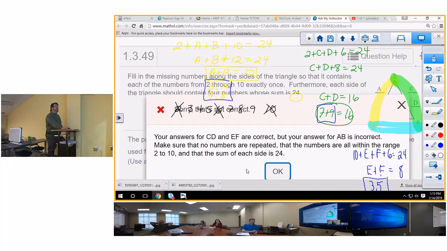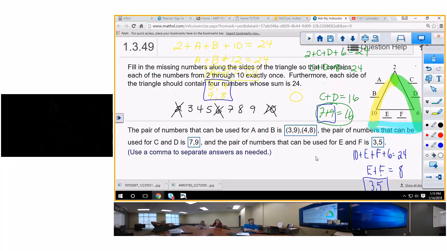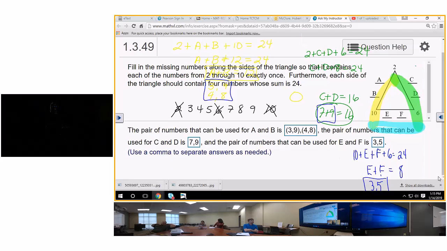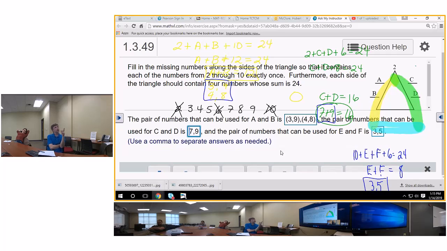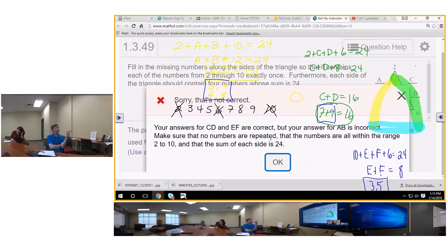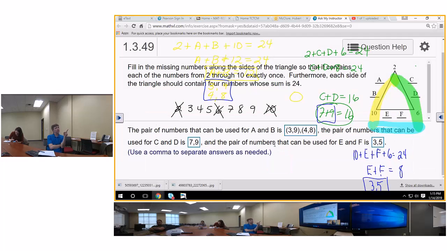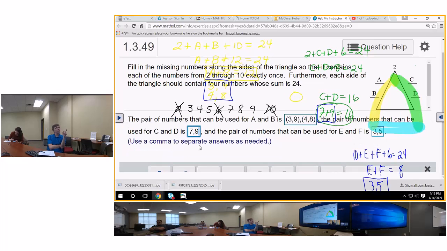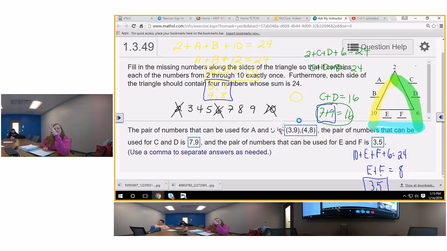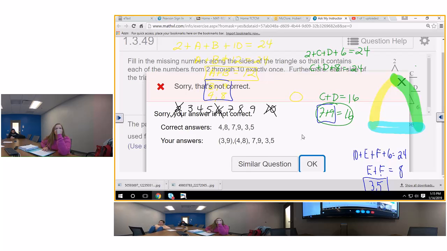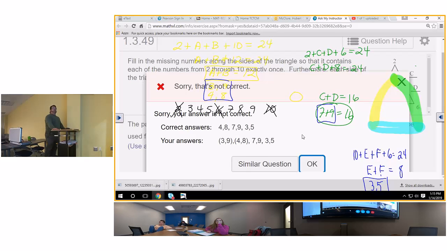Golly, how did I know that it was going to be wrong? Let's see what the answer is. Hold on a second. Okay, where's my submit? B and D, okay. 22, 20. A and B would actually be... The other question help tells you how to do it. There's the question: 4, 8, 7, 9, 3, 5.